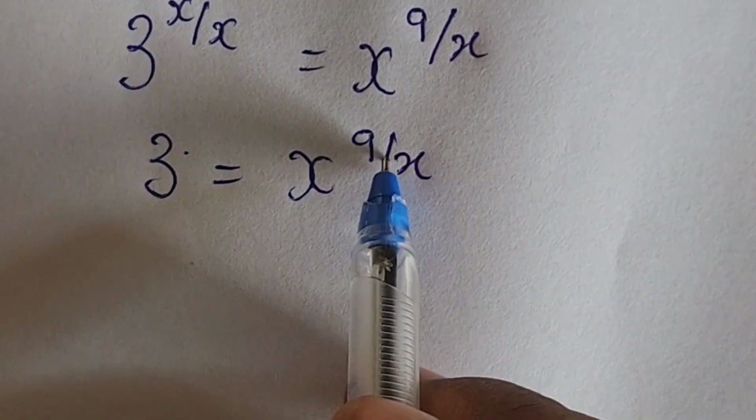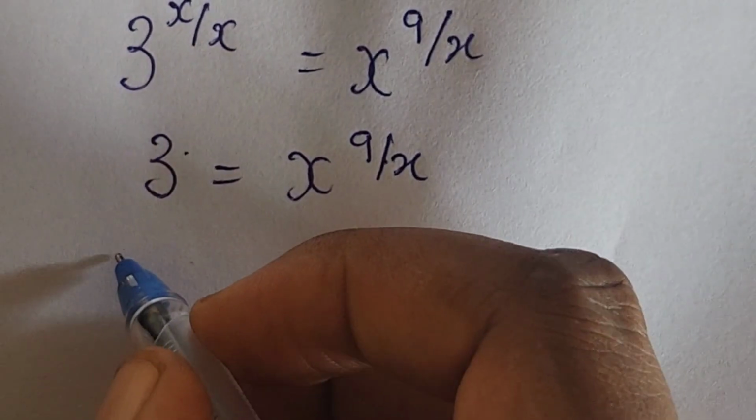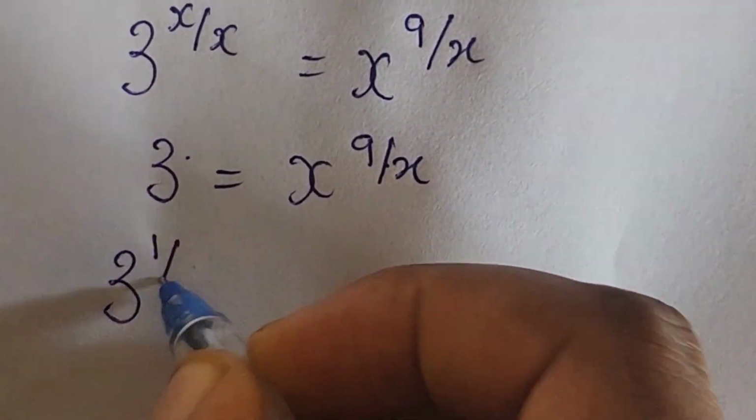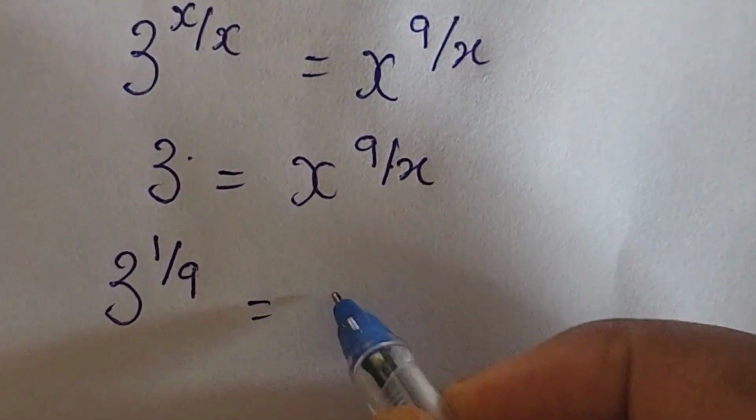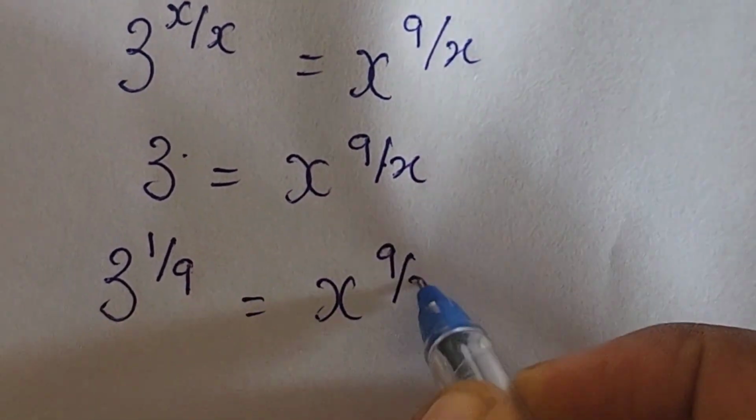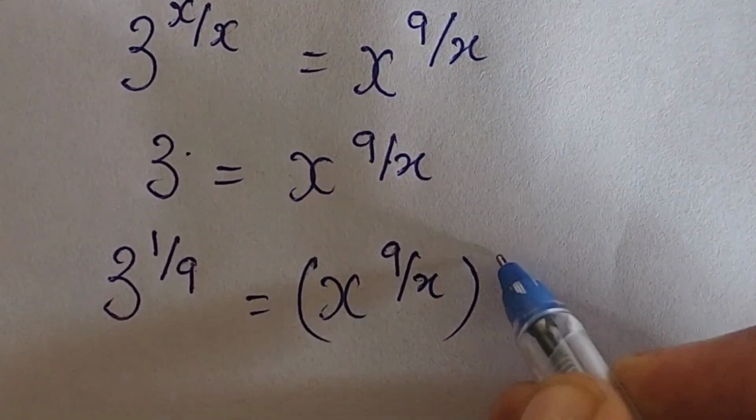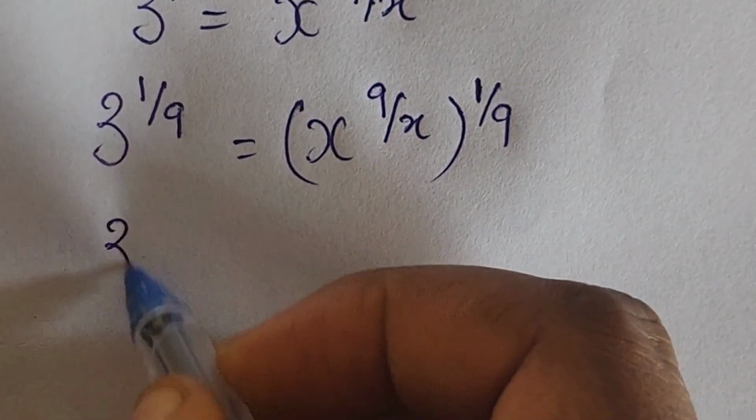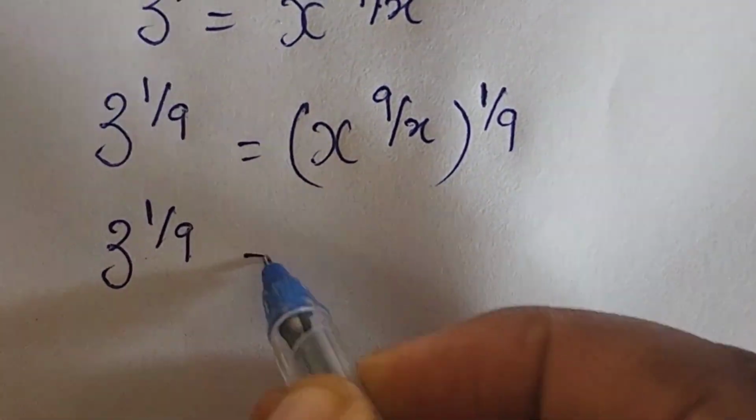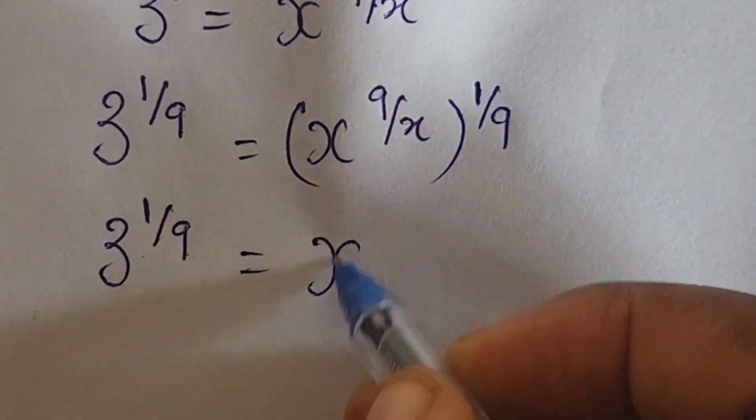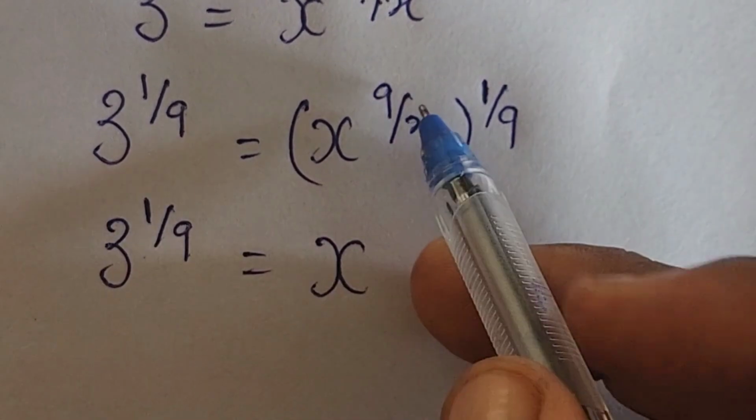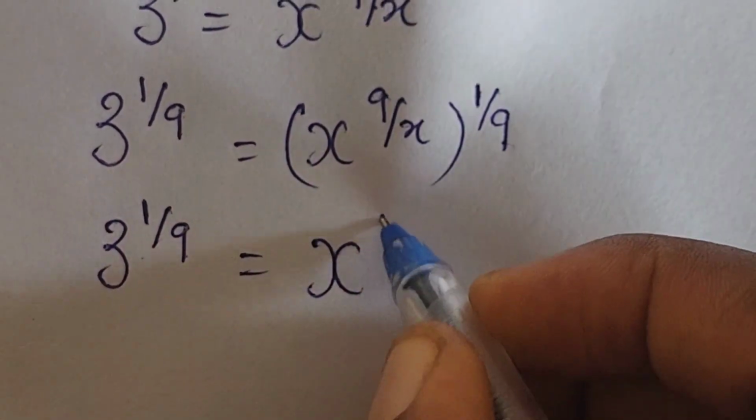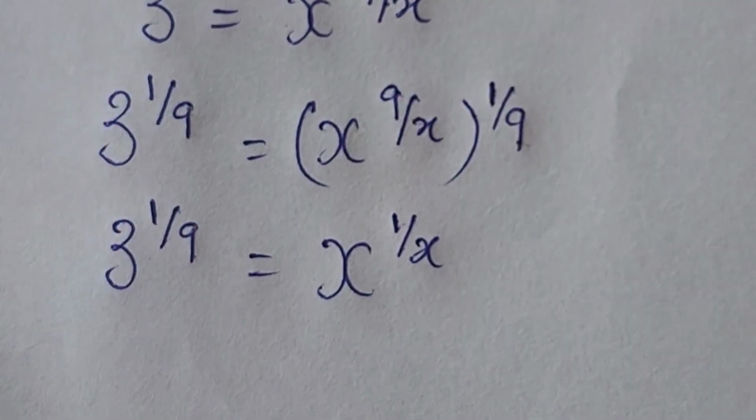Let's multiply the powers on both sides by 1 over 9 to have 3 to the power of 1 over 9 is equal to x to the power of 9 over x further raised to the power of 1 over 9. So from here we have 3 to the power of 1 over 9 is equal to x to the power of, this 9 cancels out here, we have 1 over x left.